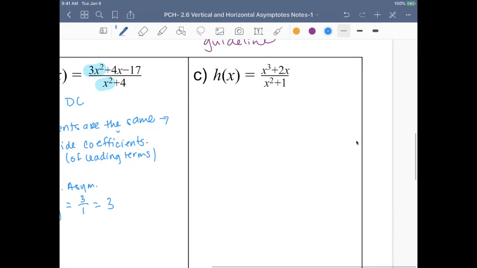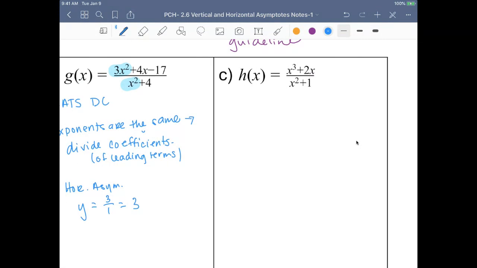Last situation is when the degree of the top is bigger than the degree of the bottom. We call this bigger on top. So we have none, so no horizontal asymptote. We likely have a slant asymptote. So in this case, we actually have to divide the functions to figure out what our asymptote is going to be, like long division style.